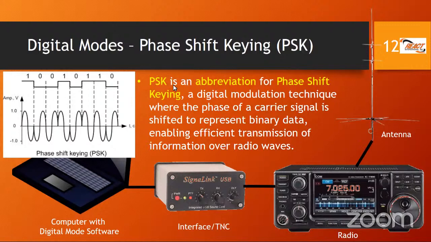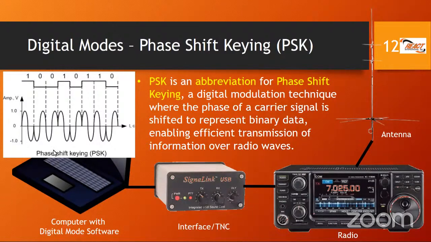But the exam question is, what is PSK? And it is an abbreviation for phase shift keying. And what is it exactly? It's a digital modulation technique. So it's a digital mode. And what we do, we vary or shift the phase. If you notice, the signal is this way, one phase, and then we reverse the phase and we come back this way again, and then we change the phase and we come back this way and change the phase, and so on. So this is why it's called phase shift keying, and that's a way of signaling or representing digital information onto the radio signal. So it is shifted to represent binary data, and it allows efficient transmission of information over radio waves.